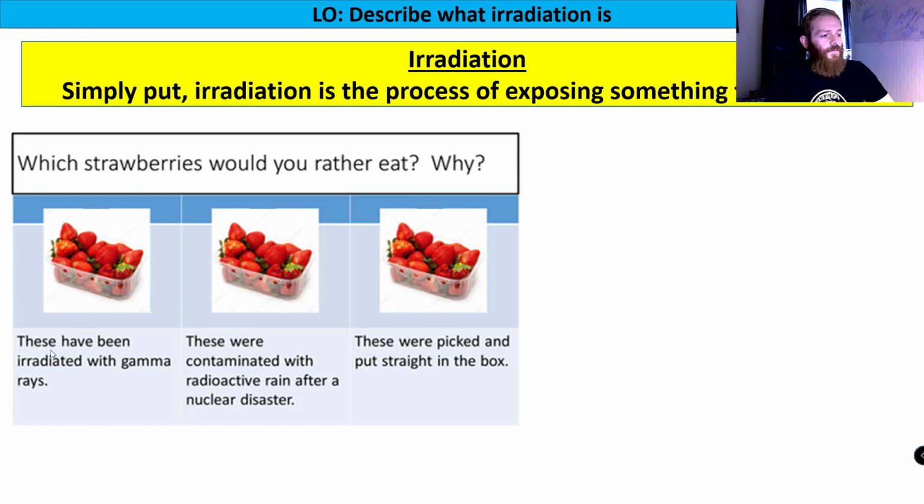The first one says, these have been irradiated with gamma rays. This one says, these were contaminated with radioactive rain after a nuclear disaster. And this last one says, these were picked and put straight in the box. So which of these 3 would you rather eat and why?